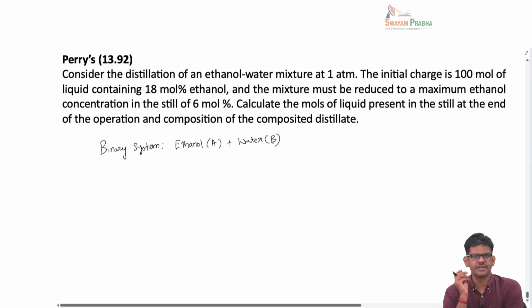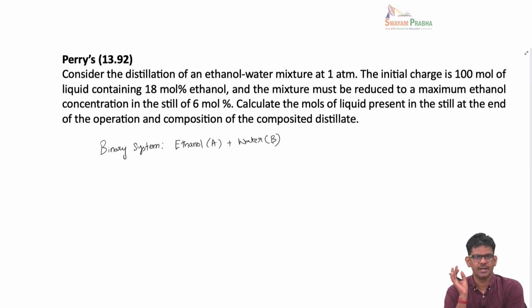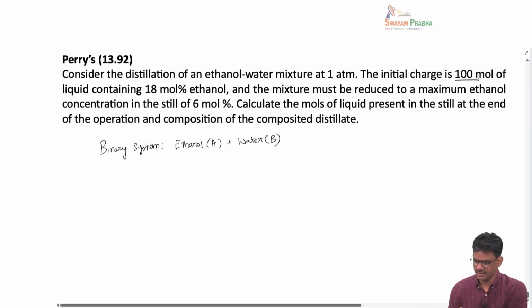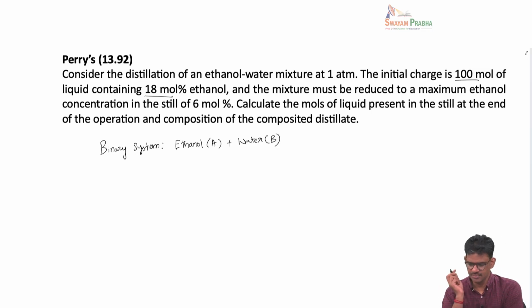So here we are dealing with a binary mixture of ethanol and water, and ethanol is species A and water is species B, because we know ethanol is more volatile than water. The initial charge is given as 100 moles of liquid containing 18 mole percent of ethanol, and the mixture must be reduced to a maximum ethanol concentration in the still of 6 mole percent.